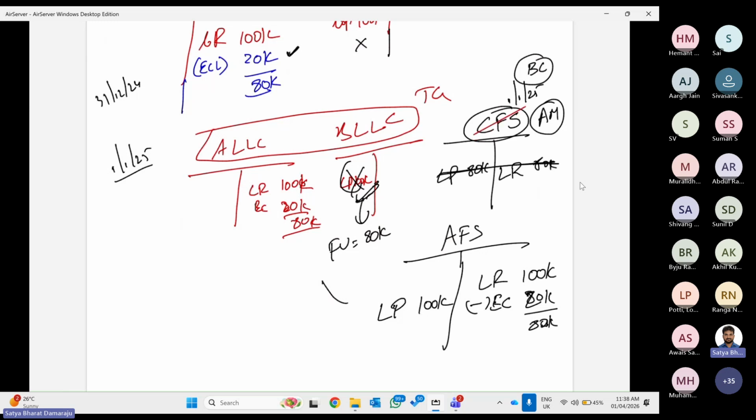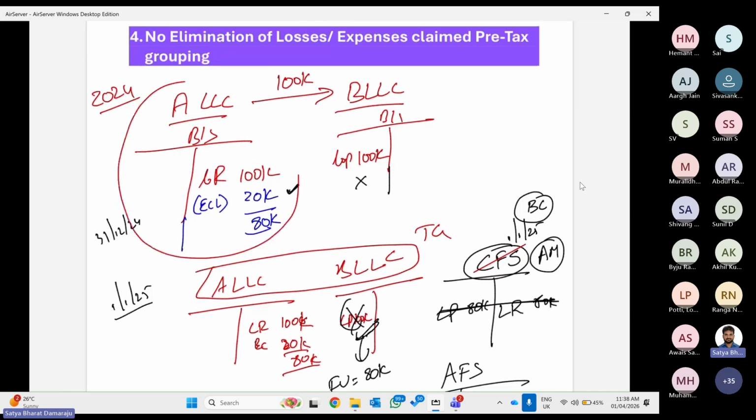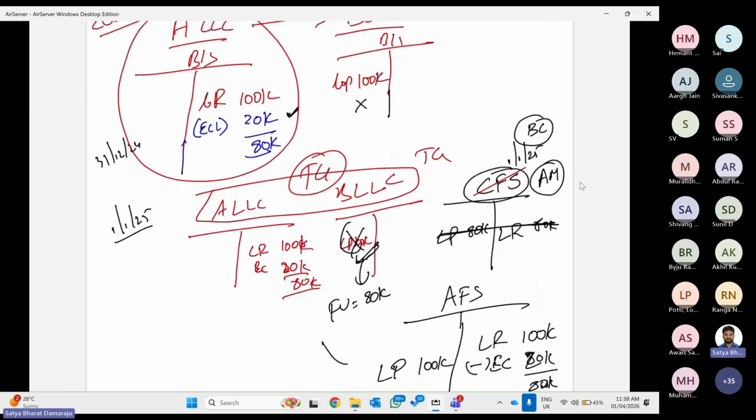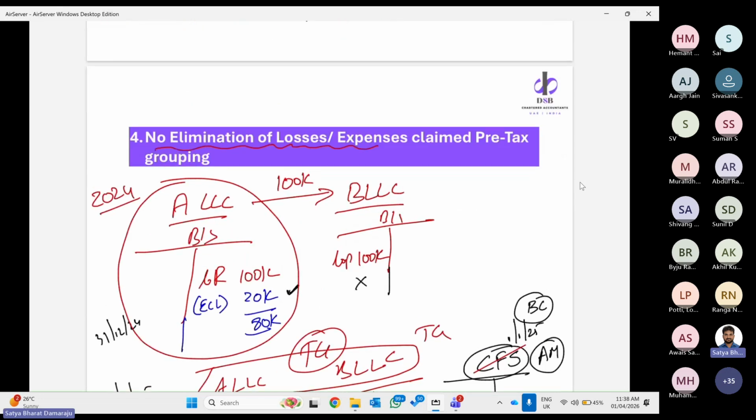This comes only if one of the group members enjoyed a deduction first and later they both became tax group members. So it's like a tax planning tool, otherwise they take it. They want us to make sure this loan and this payable are shown as they are, with no netting of the 100%; the full amount should be presented. Fine. So no elimination of losses or expenses claimed pre-tax grouping.